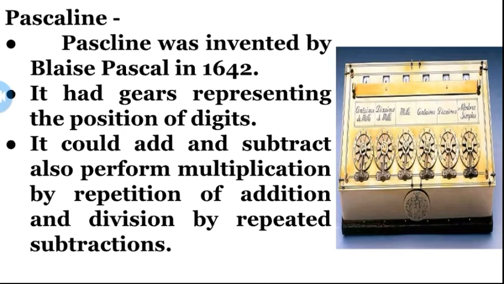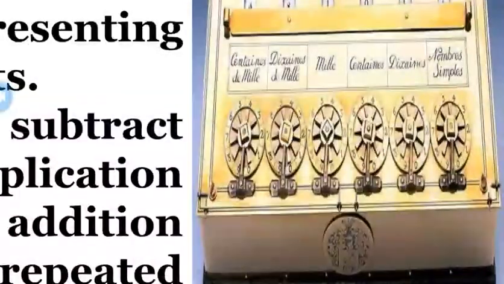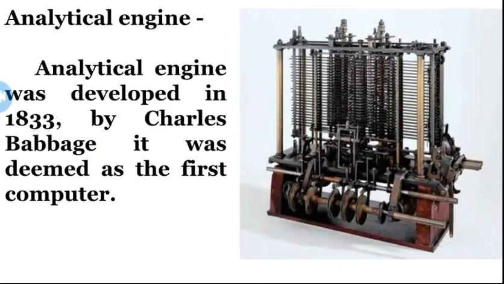Pascaline. Pascaline was invented by Blaise Pascal in 1642. It had gears representing the position of digits. It could add and subtract, and also perform multiplication by repetition of addition and division by repeated subtraction. Students, nowadays also in class first, second, we are explaining to the students about the repetition of addition and doing division by repeated subtractions. So students, you can see there are some gears. By using this, they were calculating.